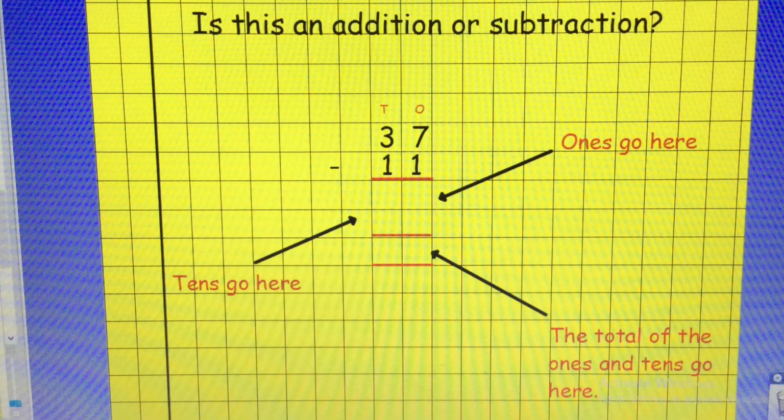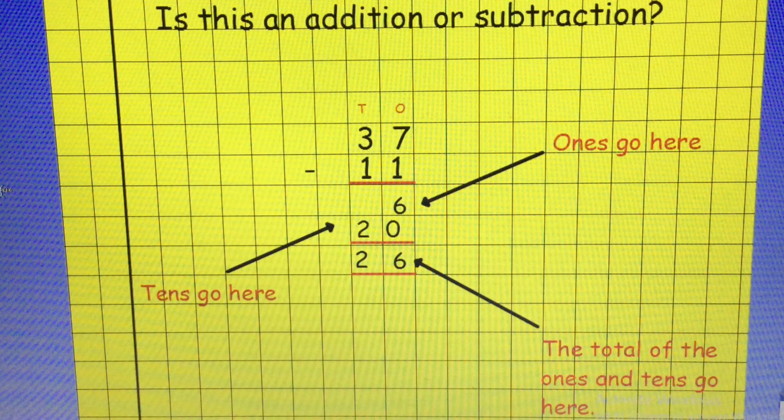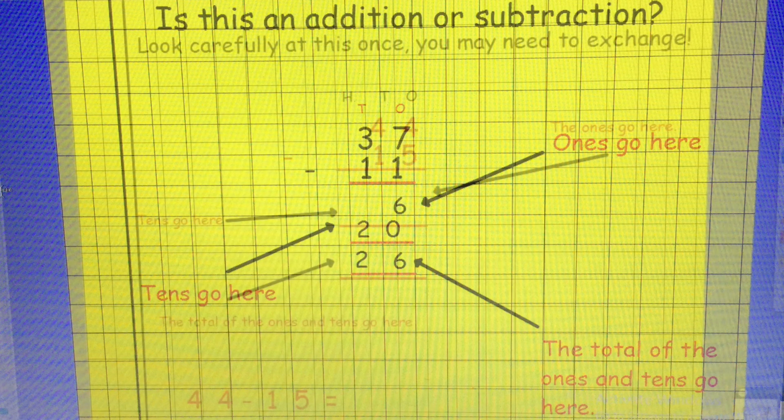And here is your next calculation for you to have a go at. You need to look very carefully to decide if it is an addition or a subtraction. Pause the video now to work out the answer. And your answer to 37 take away 11 is 26.